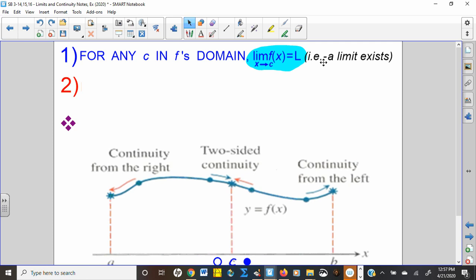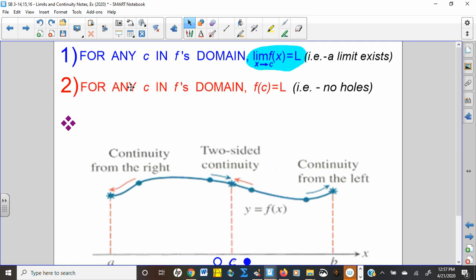But here's where we up it a notch right here. For any of those c values, the limit L that we just said exists is equal to f of c. What does that mean?